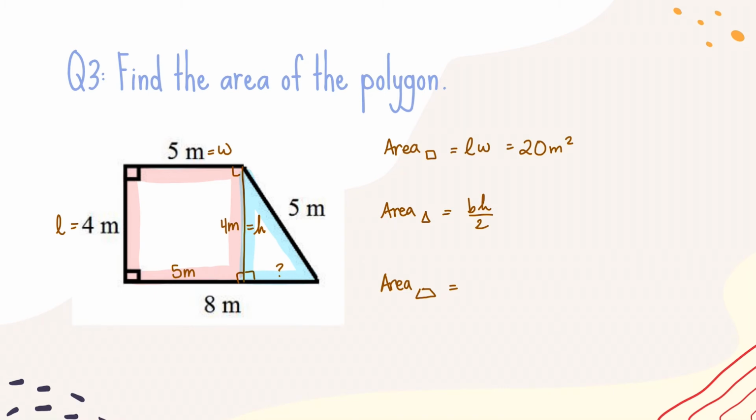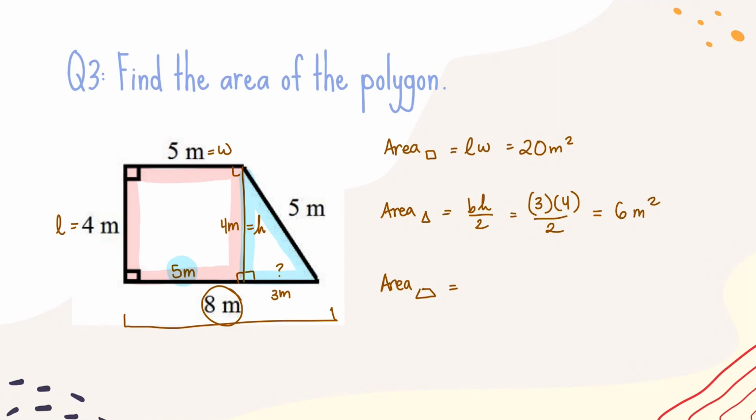So notice that from one end to the other, the total should be 8. But I've only accounted for 5 out of the 8. So whatever is left over should be 3. So this is 3 meters right here. So 3 meters plus 5 meters gives me a total of 8 meters. And then if I were to calculate this out, I have 3 times 4 and divide that by 2 should give me a total of 6 meters squared.